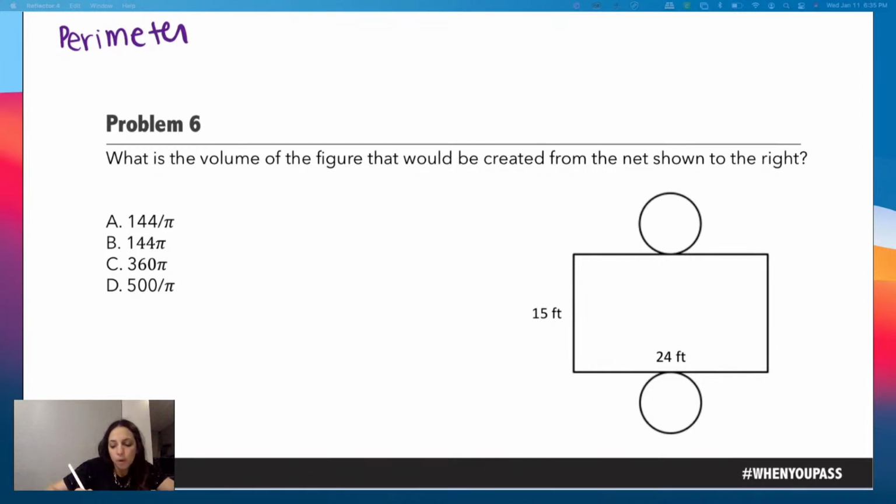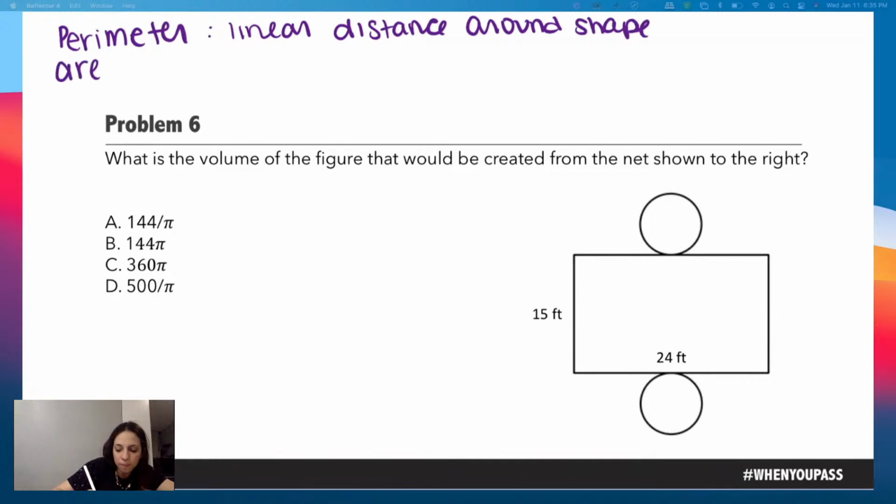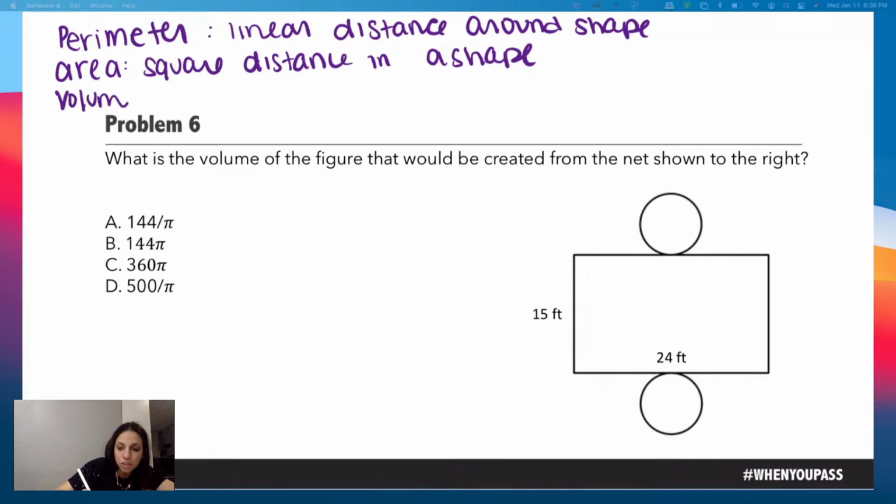So let's review. Perimeter is the linear distance around a shape. Area is the square distance inside a shape. And volume is the cubic measurement in a 3D shape.